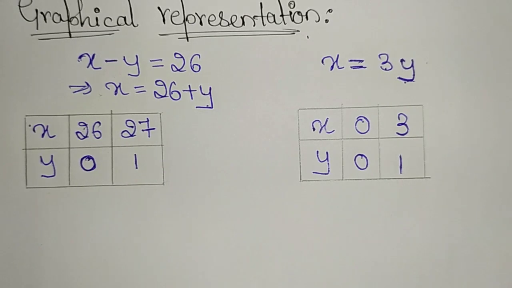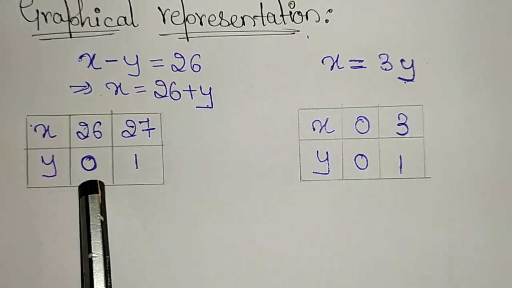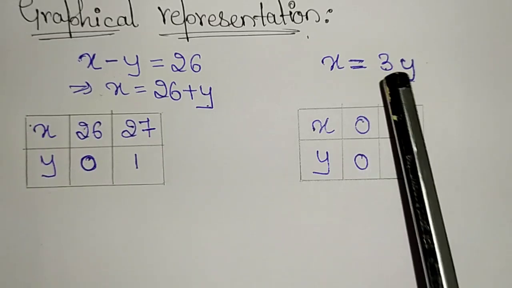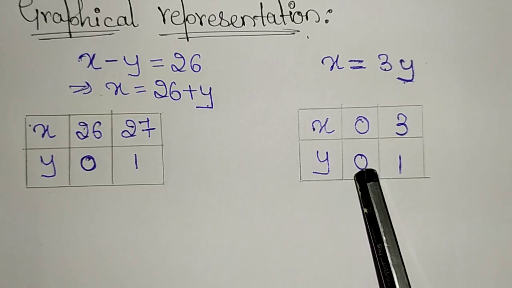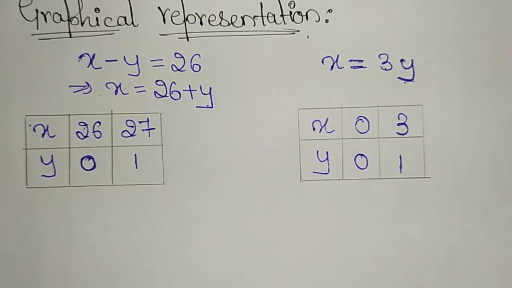So now since we got all the points, that is for the first equation, we got x is equal to 26, y is equal to 0, x is equal to 27 and y is equal to 1. And similarly for the second equation, x is equal to 0, y is equal to 0, x is equal to 3 and y is equal to 1. It's now time to plot the graph for both of these equations in a single Cartesian plane. You don't need to have two different graphs for two different equations. Plot both the equations in the same graph. So let's do that.